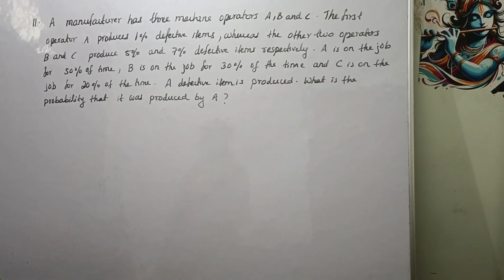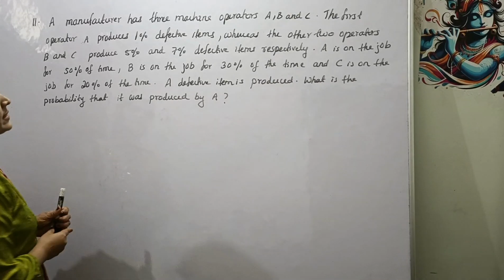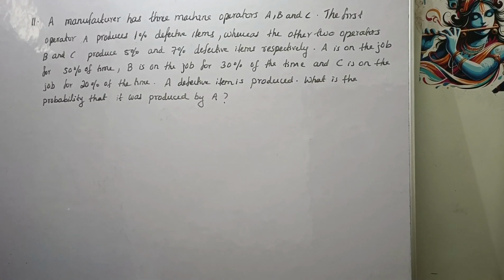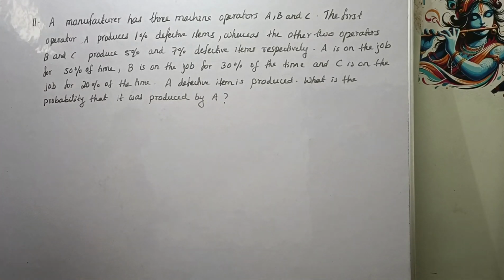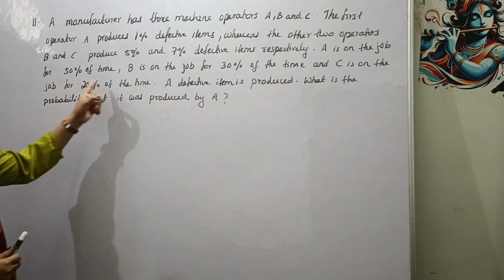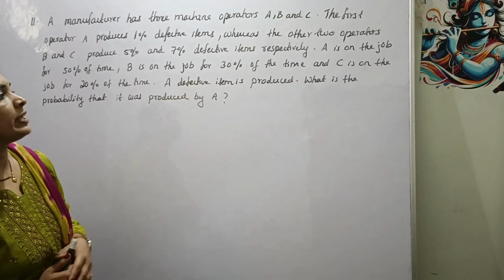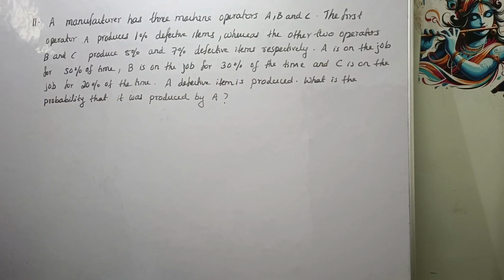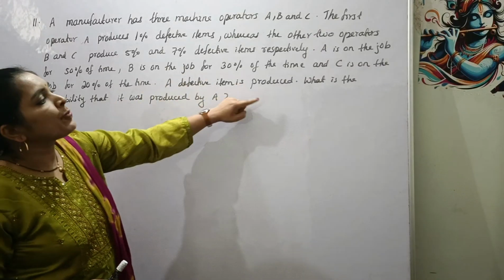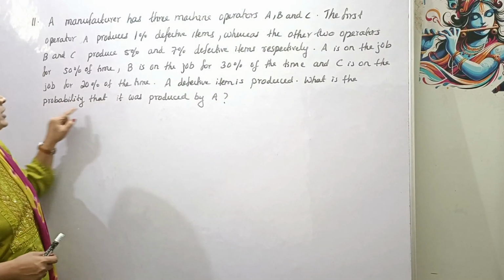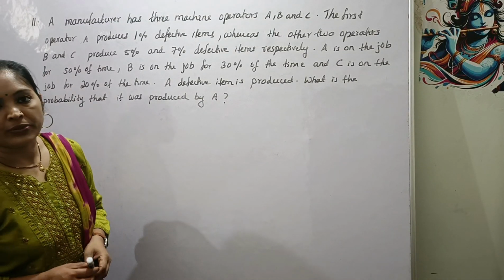A manufacturer has 3 machine operators A, B and C. The first operator A produces 1% defective items, whereas the other 2 operators B and C produce 5% and 7% defective items respectively. A is on the job for 50% of the time, B is on the job for 30% of the time and C is on the job for 20% of the time. A defective item is produced. What is the probability that it was produced by A?